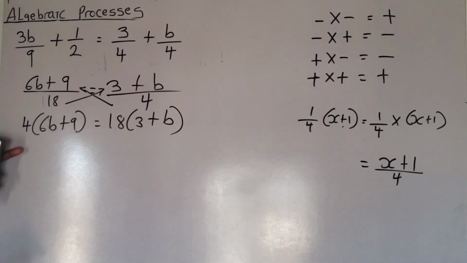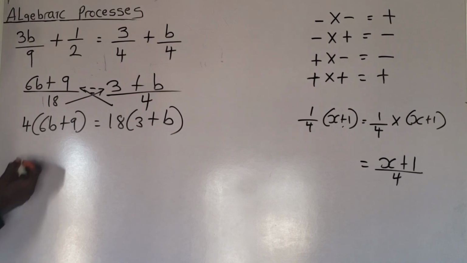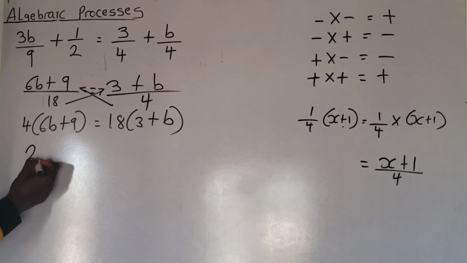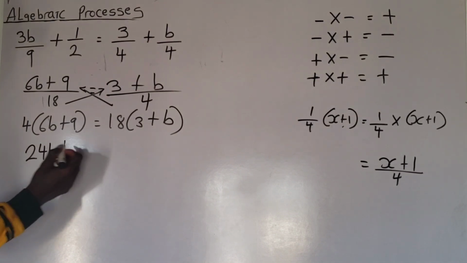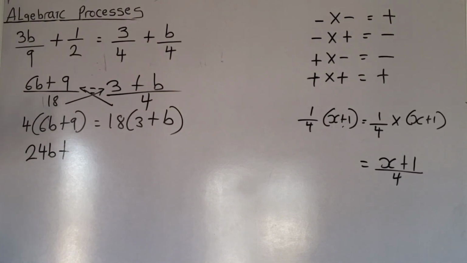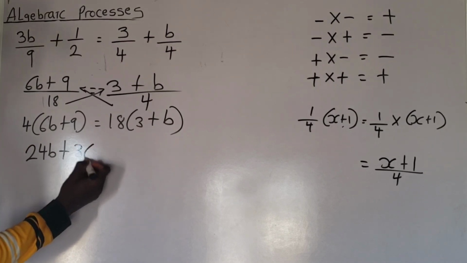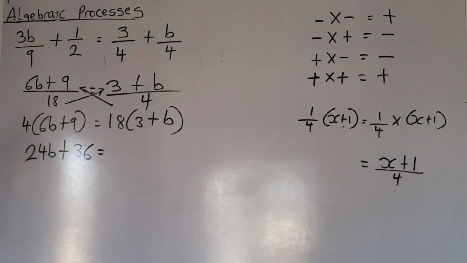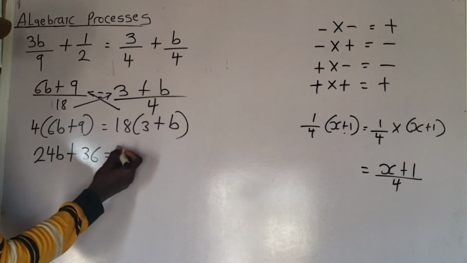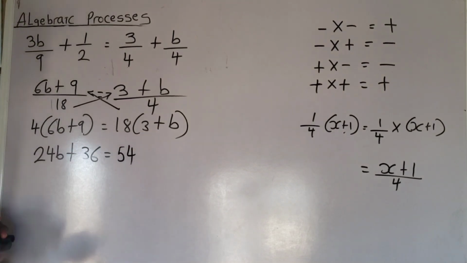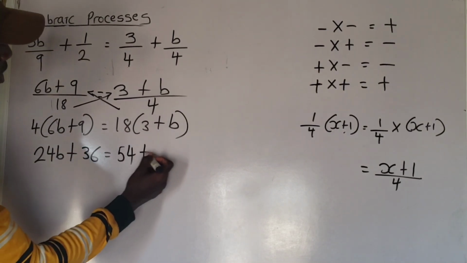Okay, open the bracket using this 4. I'm going to have 4 multiplied by 6b, that will give me 24b. Then 24b plus 9 multiplied by 4, that will give us 36. So I'm going to have plus 36 is equals to 18 multiplied by 3, that will give us 54, and 18 multiplied by b, that will give us plus 18b.